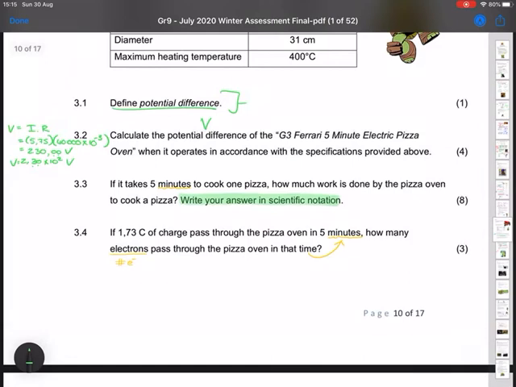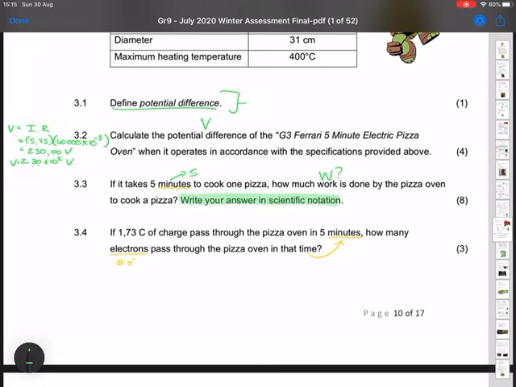4 marks, done. If it takes 5 minutes, when you're reading this question, the 5 minutes should be flashing at you. It's not an SI unit. You need to convert minutes into seconds by timesing by 60. If it takes 5 minutes to cook one pizza, how much work, so they're asking us to calculate work, remember work's measured in joules, is done by the pizza oven to cook a pizza. Write your answer in scientific notation.